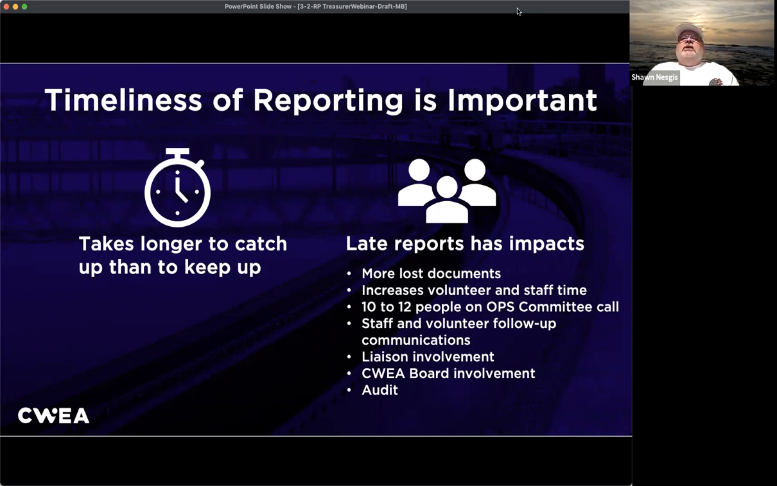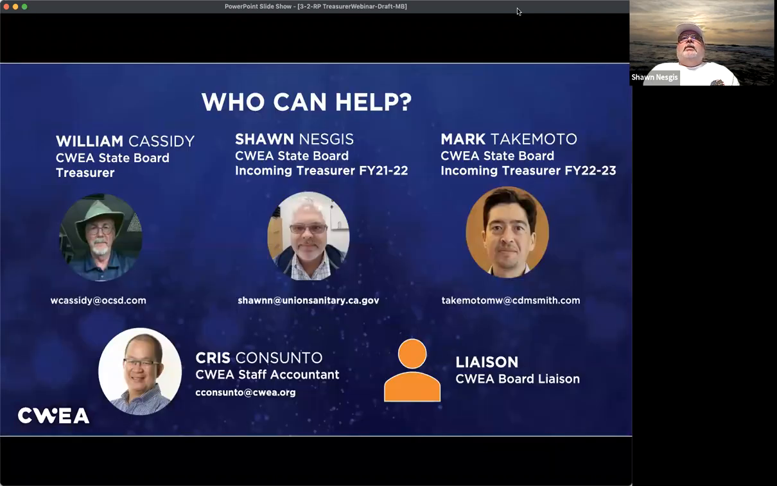And then there's CWA board involvement. The board plays a big part in the local sections. So if the treasurer or president needs to talk to somebody, they're there to help you out. And then, of course, it can impact the audit. Renew and William shared the results from the last audit we had.